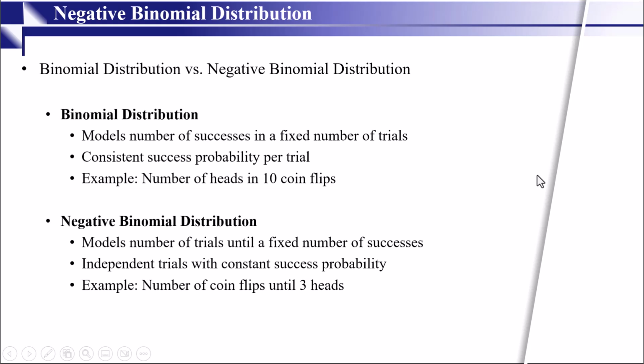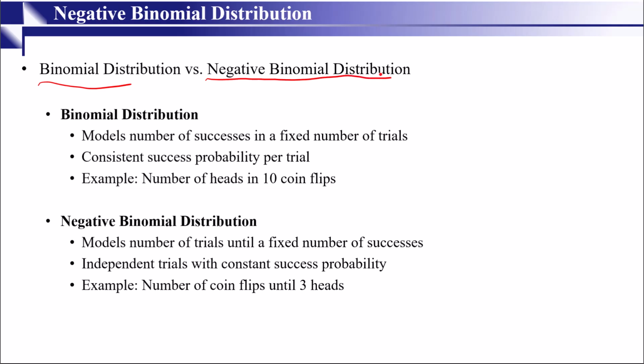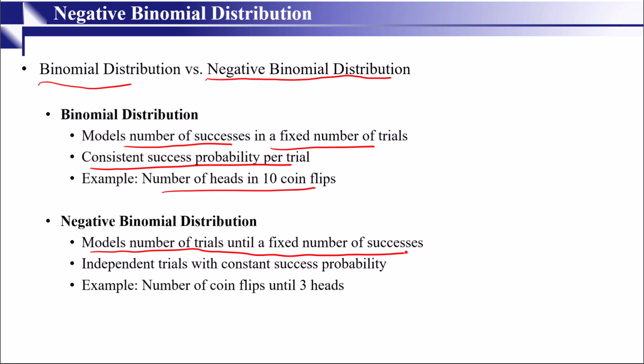Let's dive in. In the previous lecture, we studied the binomial distribution, and today we want to study the negative binomial distribution. In the binomial distribution, we want to model the number of successes in a fixed number of trials, and here we have a success probability per trial. For example, the number of heads in 10 coin flips. In the negative binomial distribution, we want to model the number of trials until a fixed number of successes. Here, we have some independent trials with constant success probability. For example, the number of coin flips until 3 heads.